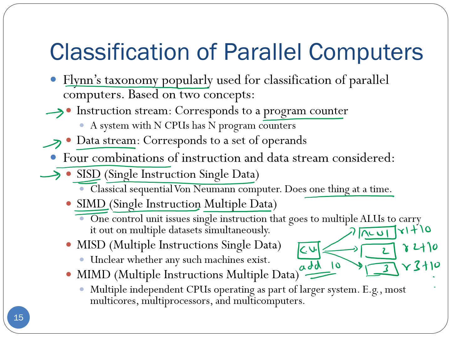The next combination we have is multiple instruction streams and single data stream, right? So this is MISD architecture. Now this is actually kind of a weird category where multiple instructions operate upon a single piece of data. Now the problem is it is unclear whether any such machines exist that can do this. So we are not going to talk much about this class.